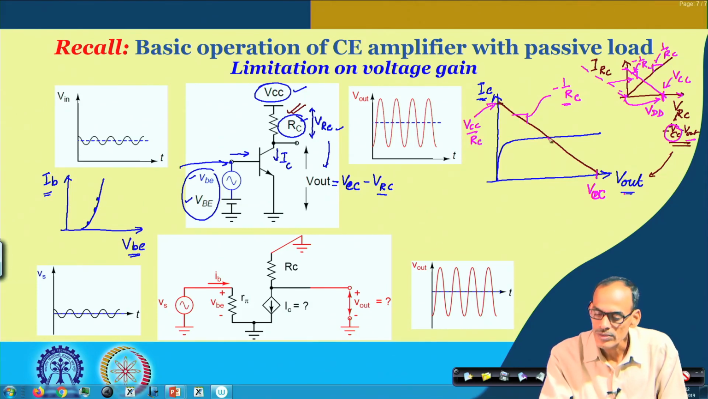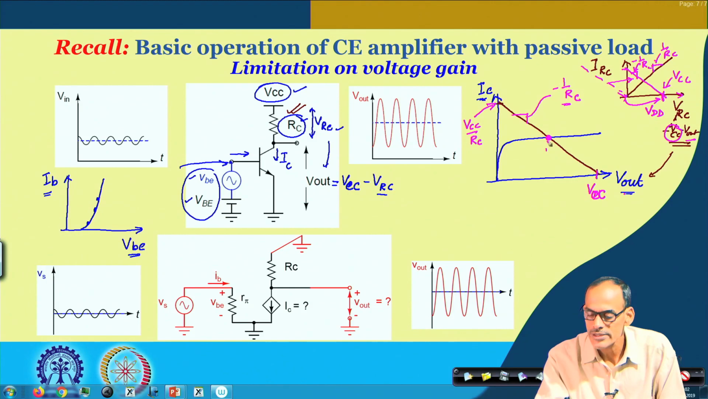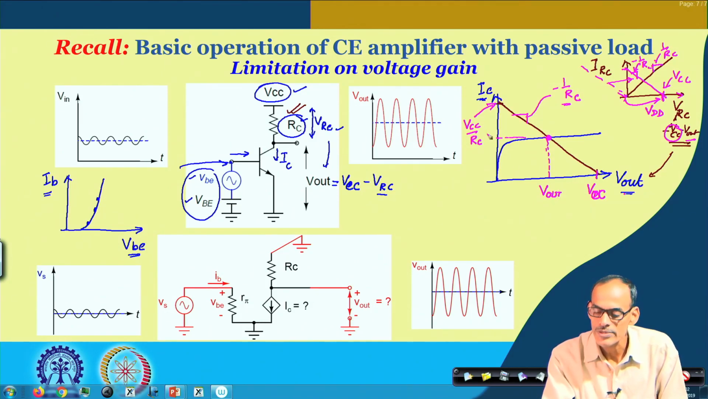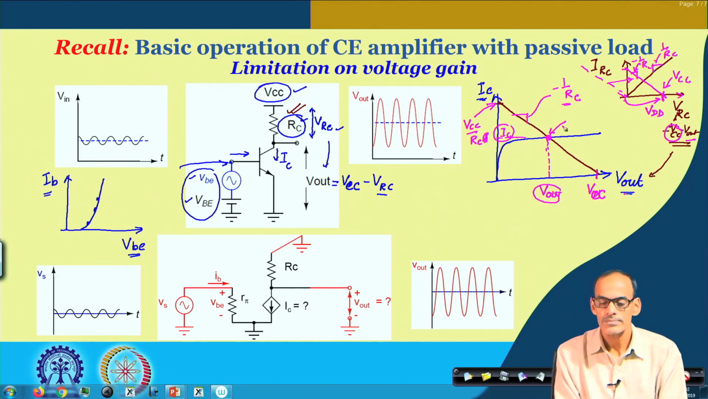Now, we know that once we have this load line and the device characteristic, the intersection of these two characteristics gives us the final Vout, and also of course the corresponding current IC. So, this IC and this Vout are basically the solution point.